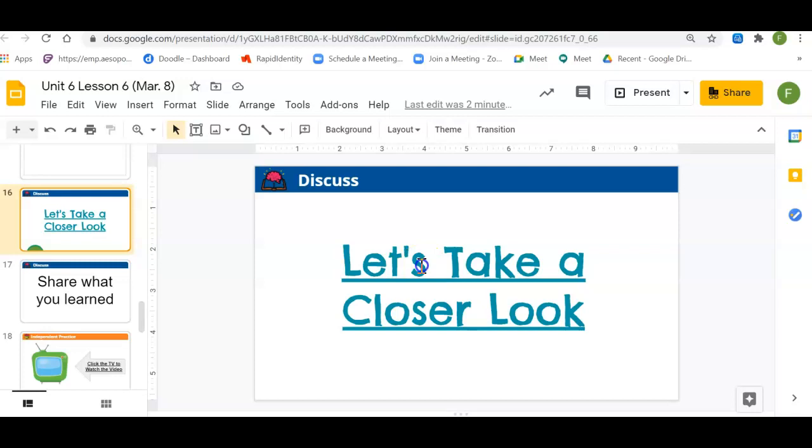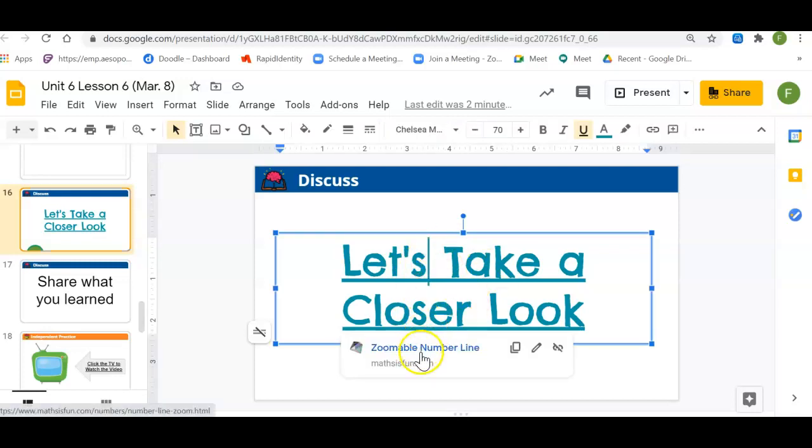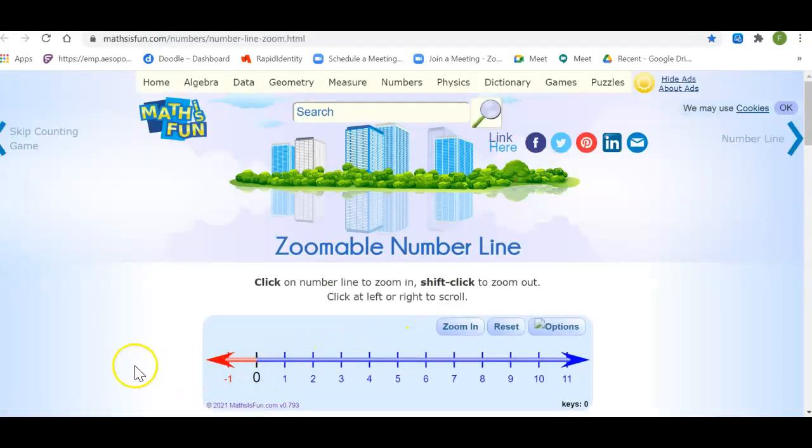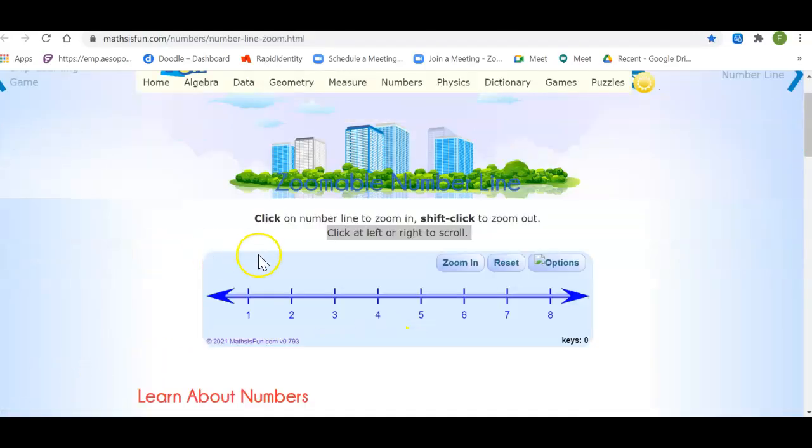So what I'm going to do is click right here. If we click right in the middle, it gives us that zoomable number line that we've actually practiced with a few times. So this is our number line here. With this number line, you can zoom in or zoom out. We're going to focus on 3/10. Let's focus on the decimal 3/10.